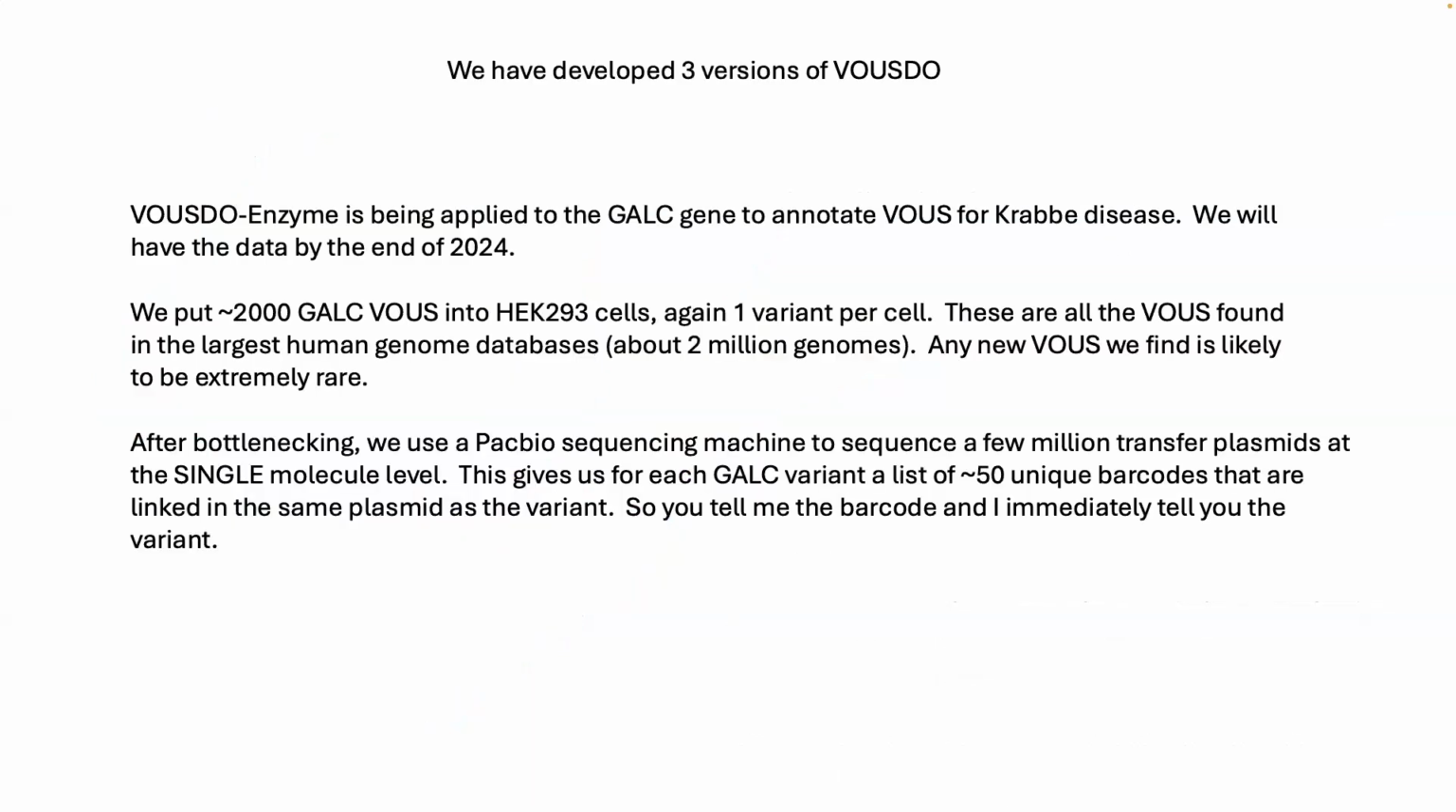So there's three versions of Voodoo. Voodoo enzyme is being applied to GALC for Krabbe disease. That's what we're starting to do. We'll have the results by the end of the year. So we put 2,000 GALC VUs into 293 cells at one variant per cell. These are all the VUs that we can find in 2.5 million humans. Anything else beyond this, there might be some. They'll be exceptionally rare.